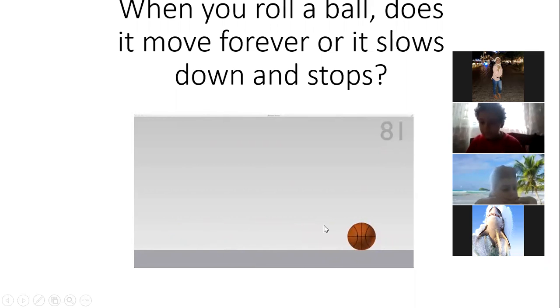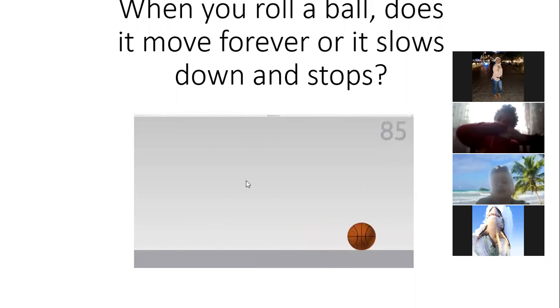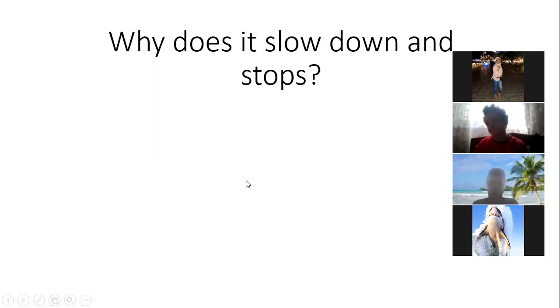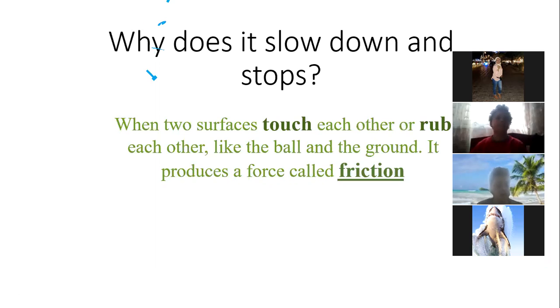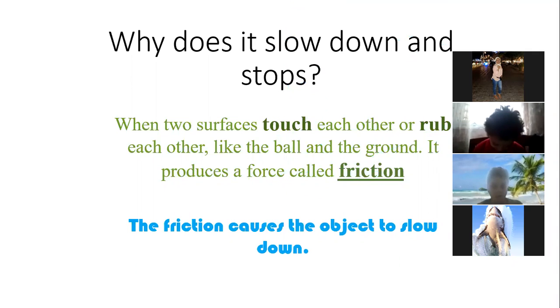The surface of the ball and the surface of the ground start to generate a friction force between them, and this is why it starts to slow the ball down, and the ball will stop eventually. So when any two surfaces start to rub against each other, they produce a type of force that we call the friction force. And the friction force causes any moving object to slow down and eventually stop.